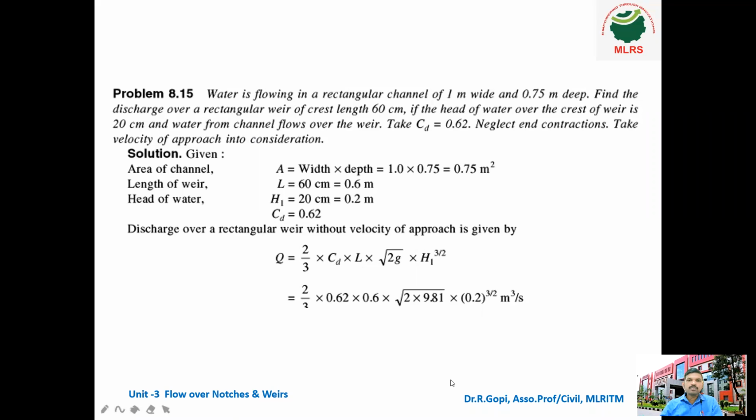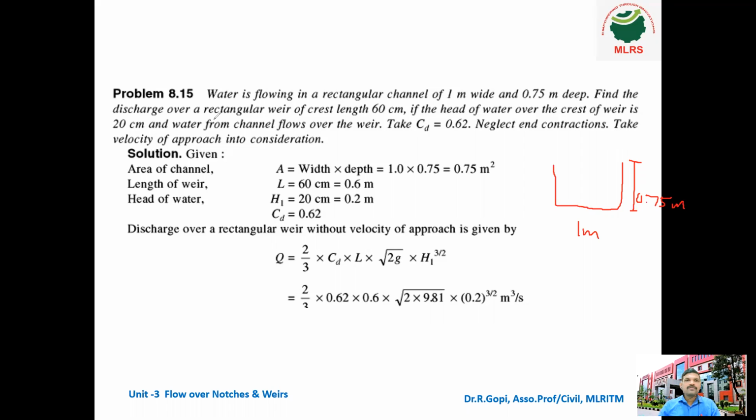First we will discuss a problem on the rectangular notch considering velocity of approach. Water is flowing in a rectangular channel of 1 meter wide and 0.75 meter deep. So consider a rectangular channel that is 1 meter wide and 0.75 meter deep.